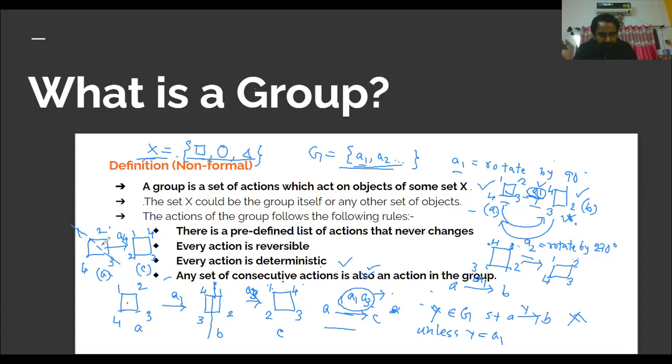Yes. So if you have a diagonal, a flip around the diagonal will take 4 right over here and 2 over here. So you see, that's the only interchange that has happened. 1 and 3 have remained where they are. Only 2 and 4 have interchanged. Thus, A4 is actually the flip around the left diagonal, right? So A4 is basically the composition of actions A1, A3. These are the 4 basic rules of a group.